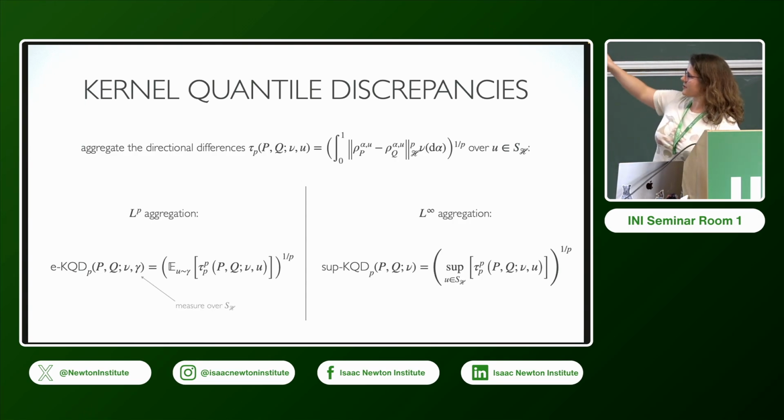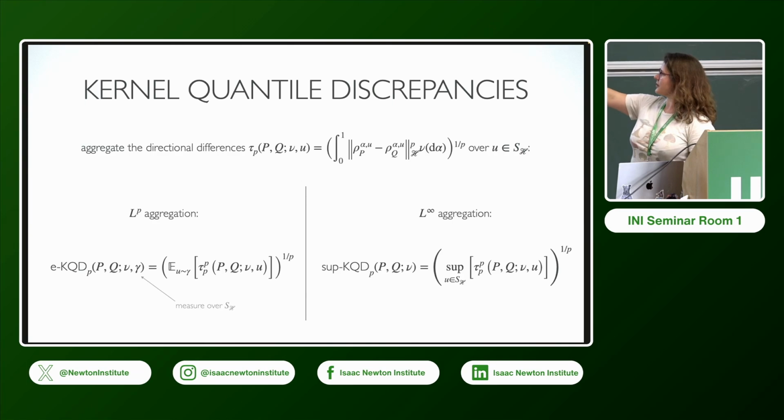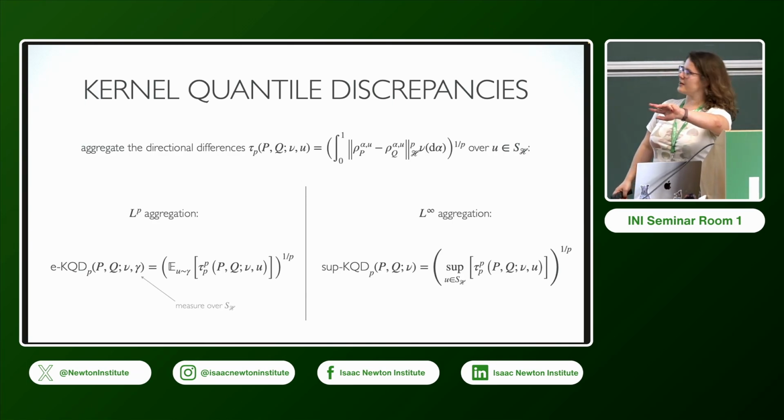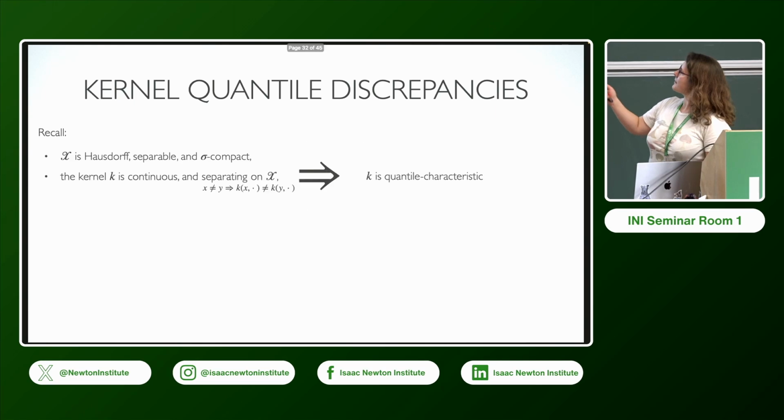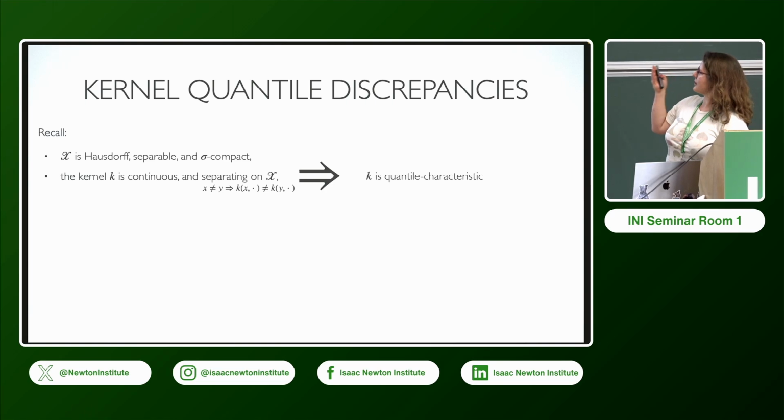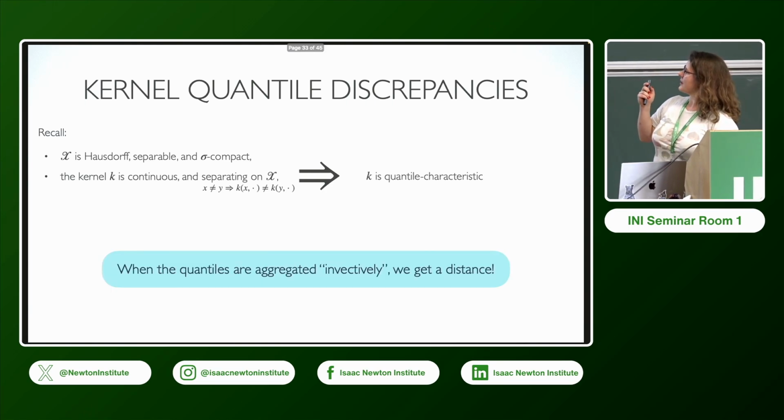Okay, so these are the discrepancies essentially, the expected version and the supremum version, that both do aggregation over alpha and then aggregation over U. And what was the thing that we were interested in? Are they distances? Recall that we had these minor conditions under which K is quantile characteristic. And when the quantiles are aggregated injectively, we get a distance, provided K is quantile characteristic.